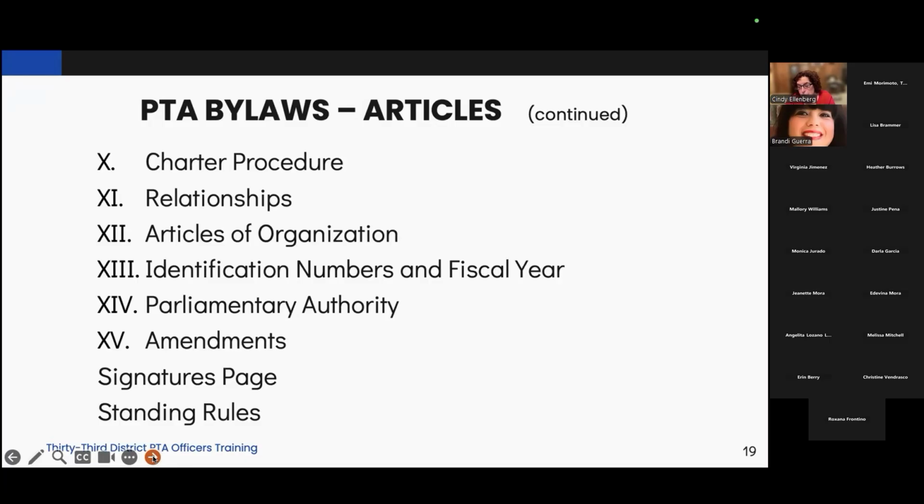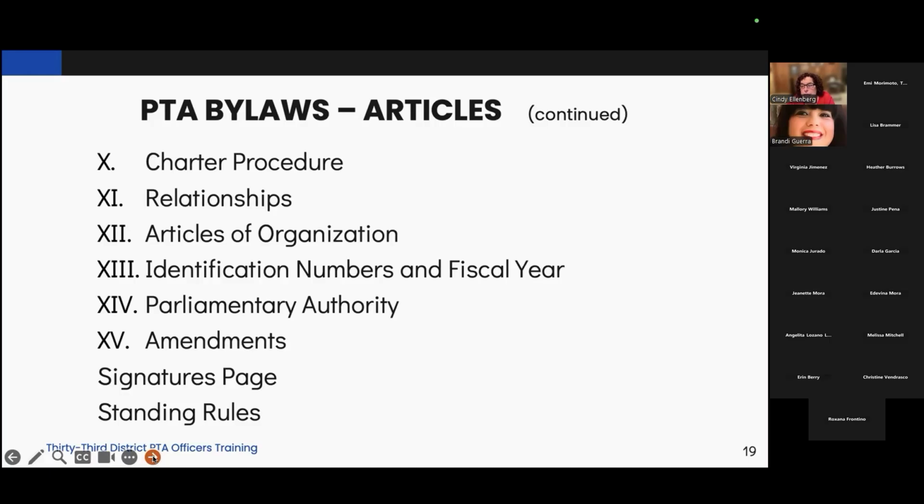Article 12 is the Articles of Organization, which is just standard boilerplate for incorporated units as well as non-incorporated units. And Article 13 has the ID numbers and fiscal year information. That's the proprietary information that we really want to keep private to your PTA. It has your state, national PTA IDs, your employee identification number for the IRS, your franchise tax board identity number, your registry of charitable trust, which is charities and fundraisers number, your incorporation number if you're incorporated. It lists that the fiscal year starts July 1st and runs through June 30th.